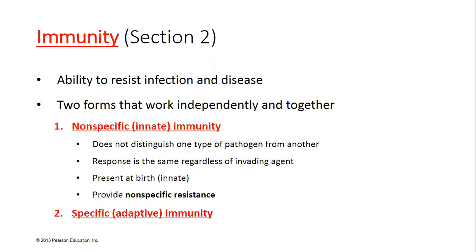This non-specific immunity is just that. It doesn't distinguish one type of pathogen from another. It just kind of destroys anything that's considered a pathogen. The response is the same regardless of the invading agent. And it's present at birth, so it's innate, and it provides a non-specific resistance to pathogens. And then specific or adaptive immunity we'll talk about in part 3 of chapter 13.